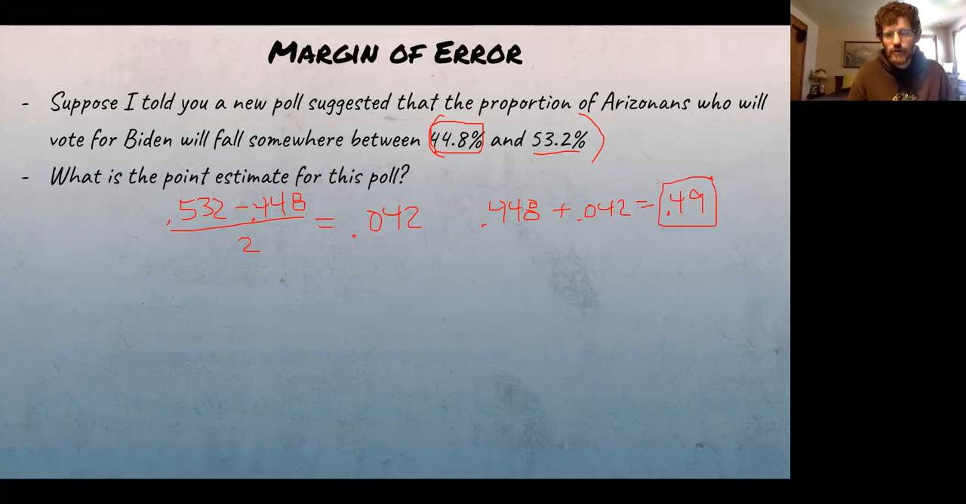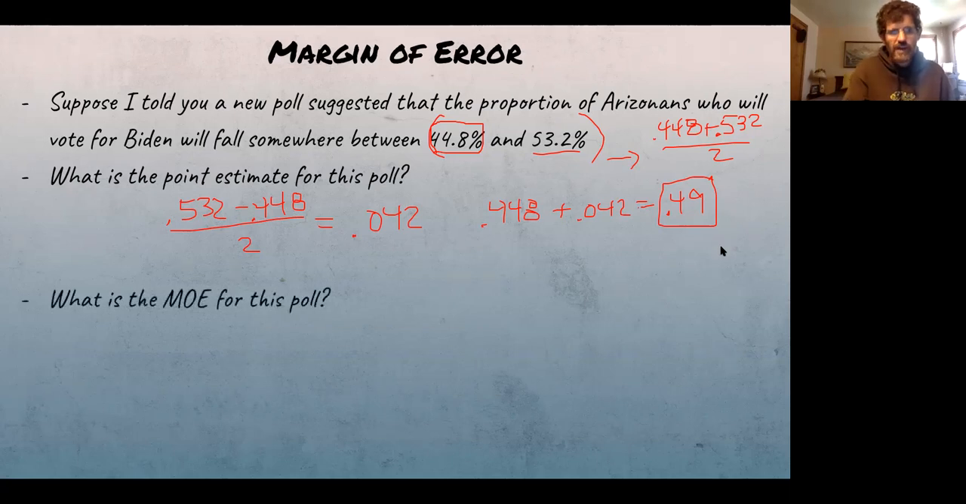Now, another thing we could have done, and this is something we'll see in a second, is you could just average these two. So you could just add them together and divide by 2. So I could have done 0.448 plus 0.532 divided by 2. You get the same number either way. But I'm not saying that this is the preferred way right here. Whatever way you can reason and logic your way through it is fine. And that's the key takeaway for this.